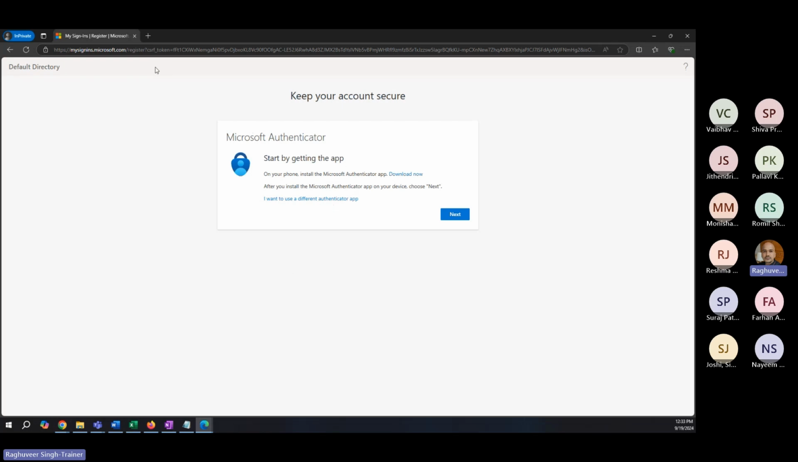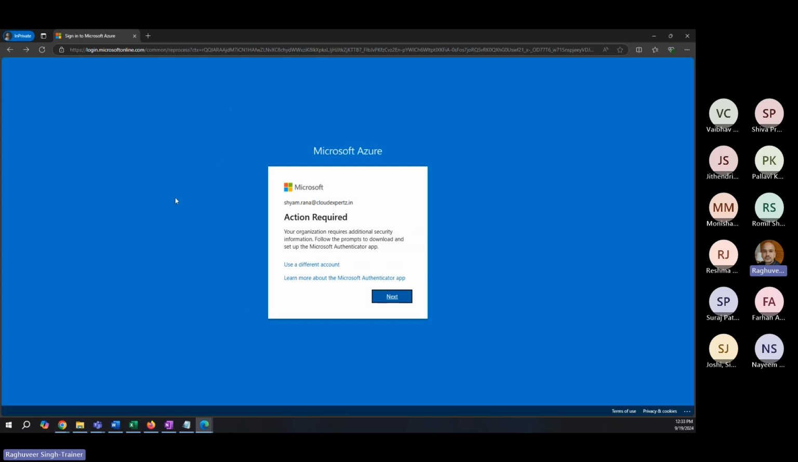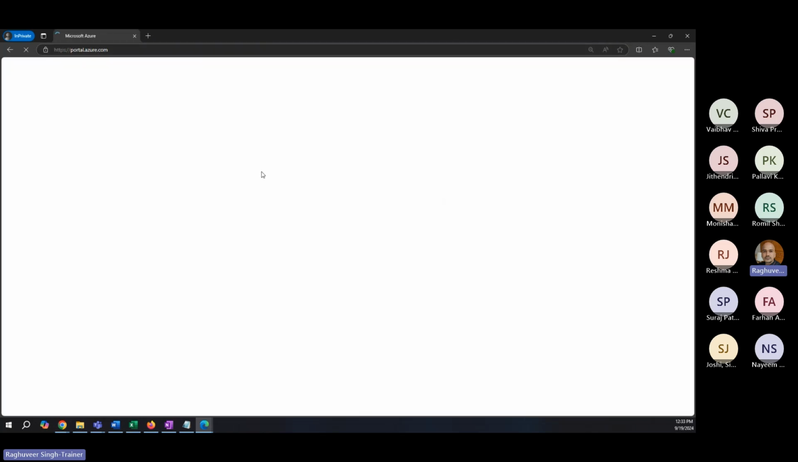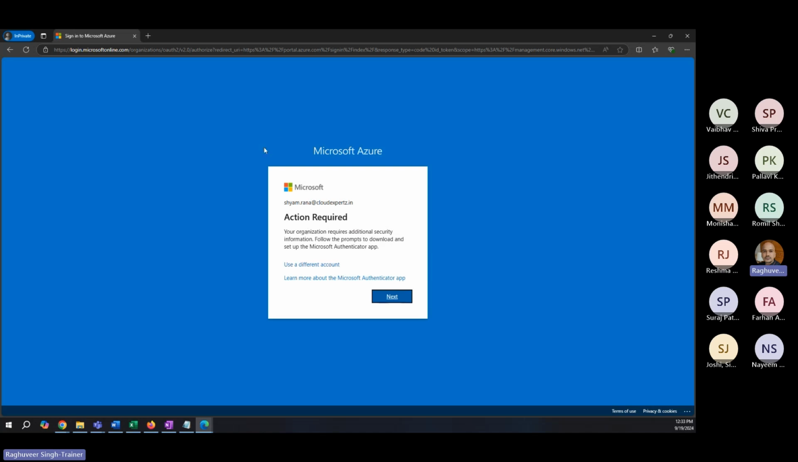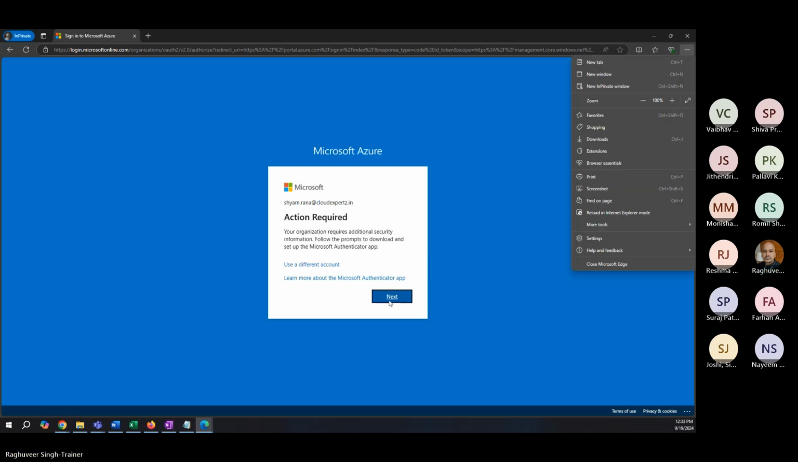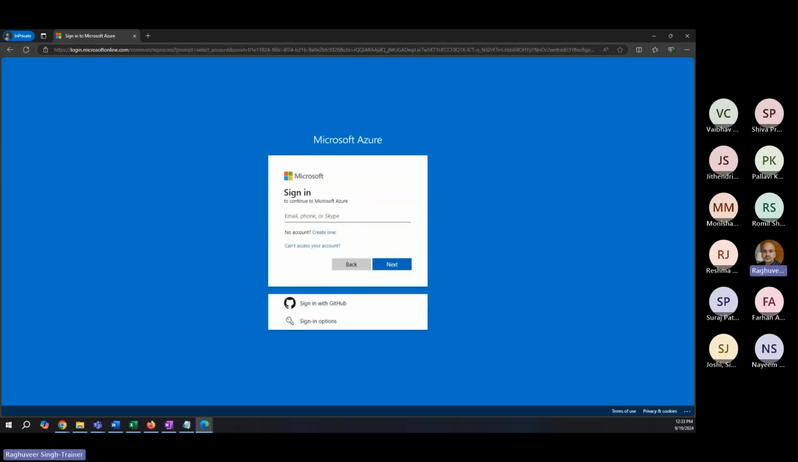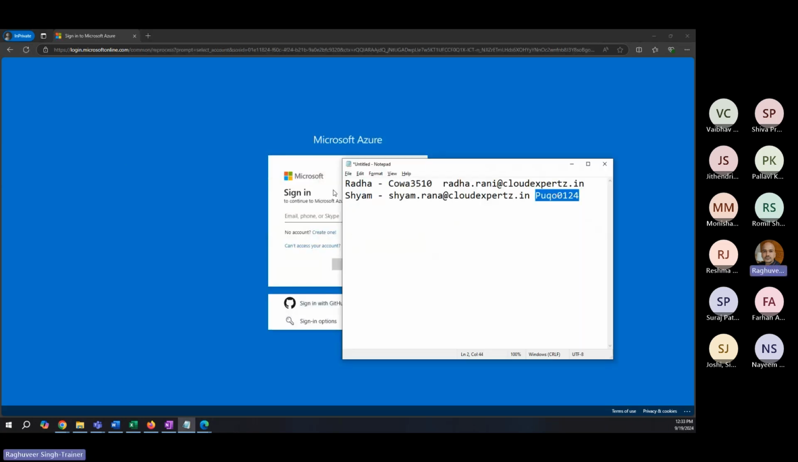So in case of Shyam, even on enabling the option, it is getting enforced automatically, which is a strange behavior that I see, because at the same time I also see sometimes users get the option to skip it. So to be on the safer side, what we do is enforce the MFA. That is where we have done this enforcement for Radha. So now we will log in with another account.